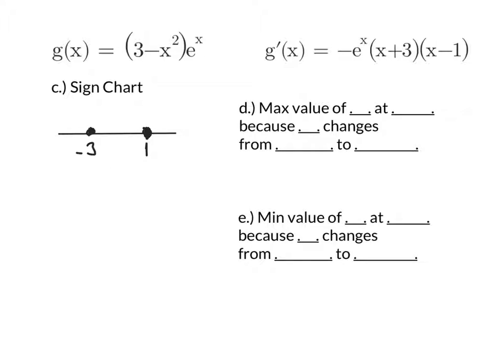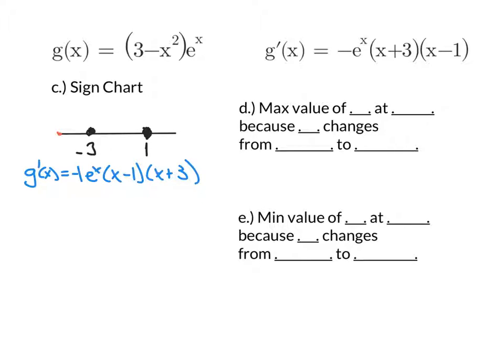In part C, it asks us to make a sign chart for the derivative. So we're going to need to remember what the derivative of g of x was. So g prime of x we just found as being negative 1 e to the x times (x minus 1) and (x plus 3). If we're going to create a sign chart, we need to test each interval. So first I'm going to pick a point way down below negative 3, like negative a billion.